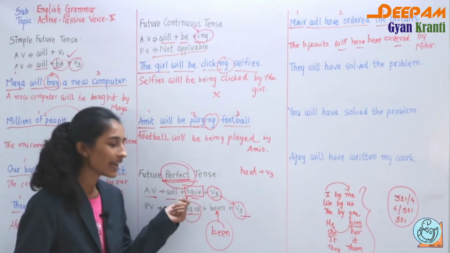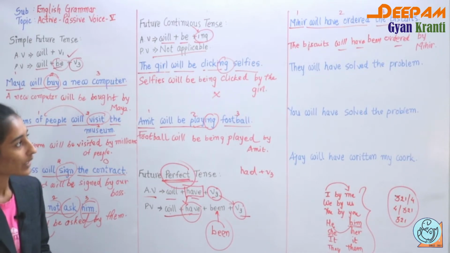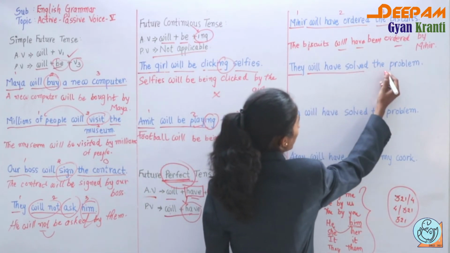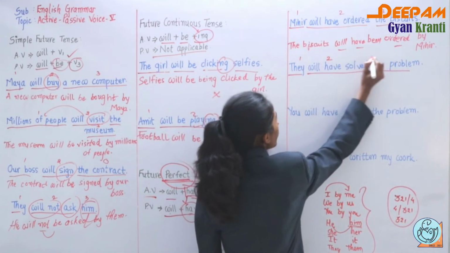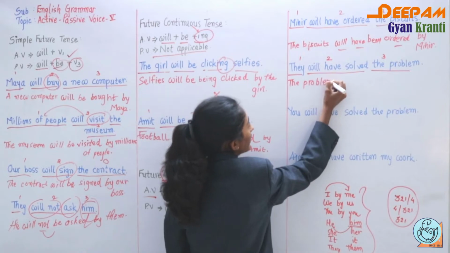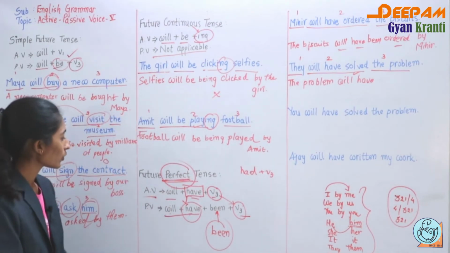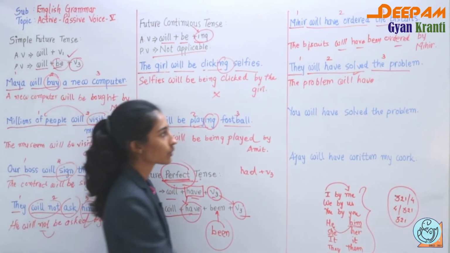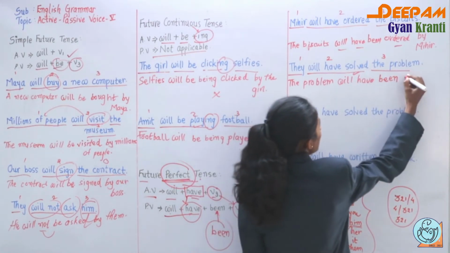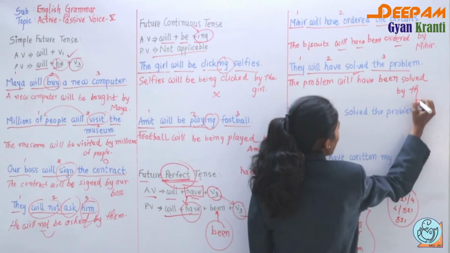So the correct answer is the biscuits will have been ordered by Mihir, right? So what you have to remember, will have and V3, then you have to change into will have been and V3. See the next one, they will have solved the problem. So subject is they, will have solved, and what? The problem. So 1, 2 and 3. So 3 number means object, so the problem. Okay, now see, will have and solved is already given, that is V3, and I want to make future perfect. So what I have to add? I have to add been. So the problem will have been, then solved, then subject is they. So what is the answer? By them.